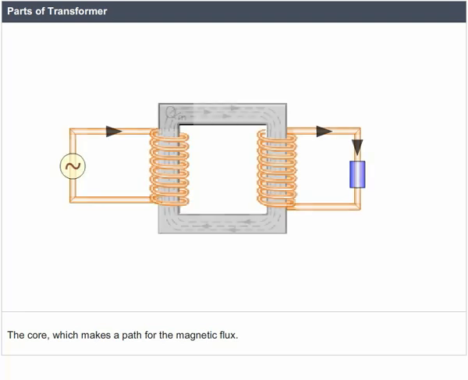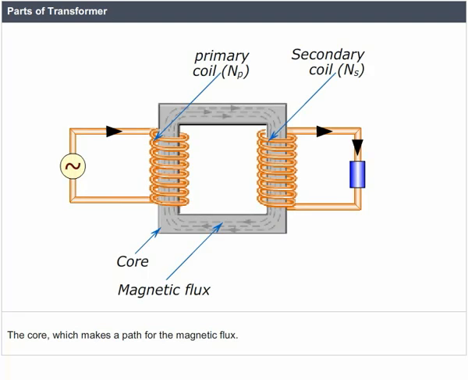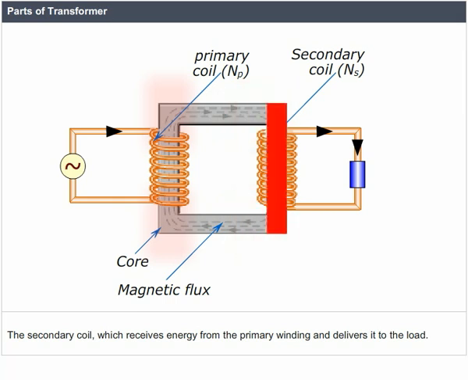Parts of a transformer. The core, which makes a path for the magnetic flux. The primary coil, which receives energy from the AC source. The secondary coil, which receives energy from the primary winding and delivers it to the load.